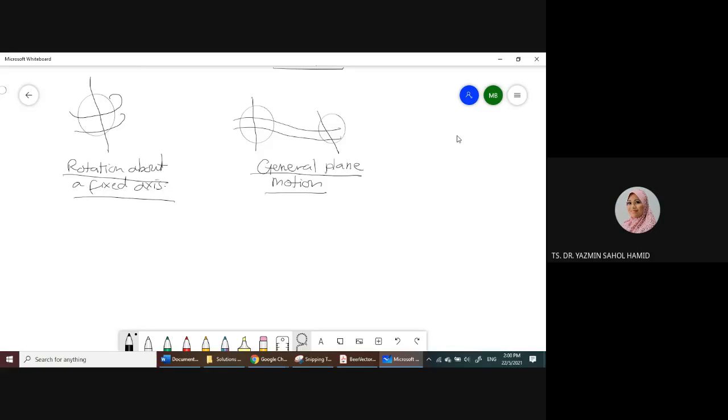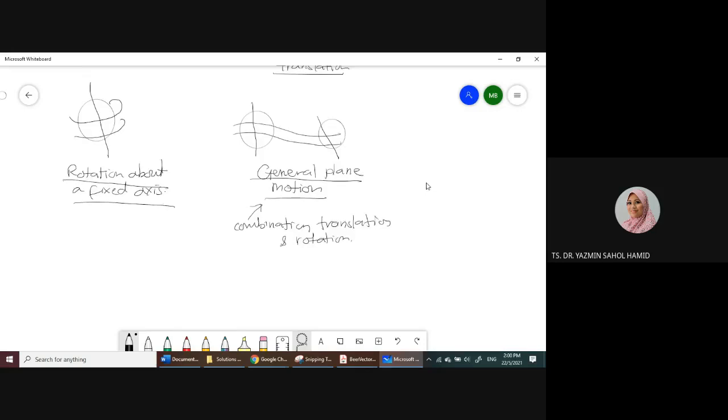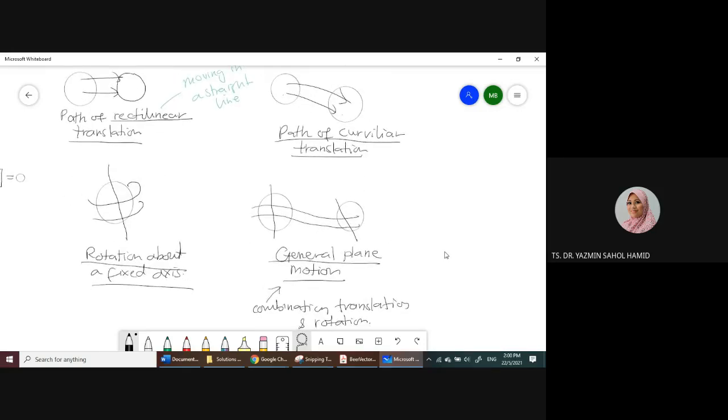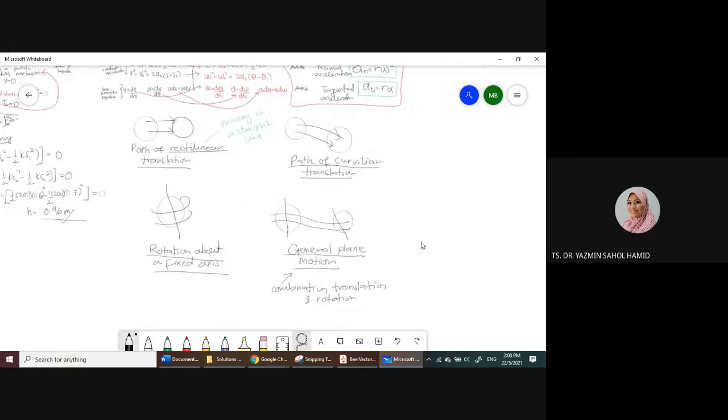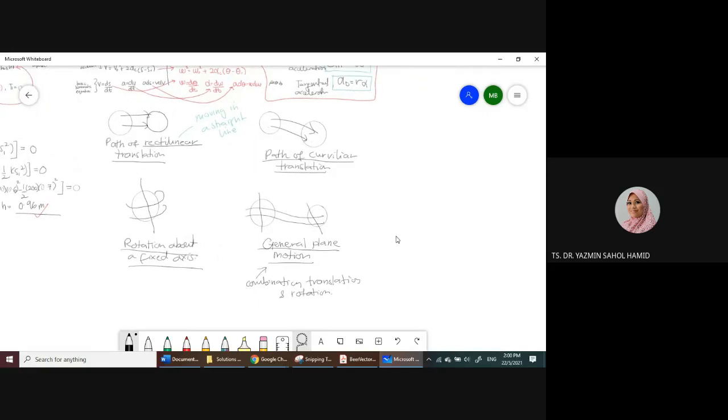Assalamualaikum. Okay, so general plane motion ni, you boleh agak tak what is it? General plane motion ni pula adalah combination apa? Combination translation and rotation. Okay. So, now, very simple, jangan susah hati sangat topik rigid body ni.